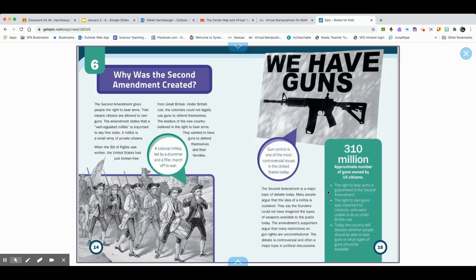The right to bear arms is guaranteed in the Second Amendment. The right to own guns was important to colonists who were unable to do so under British rule. Today, the country still debates whether people should be able to own guns or what types of guns should be available. All right, we will get to the second part of this preview in the next video.